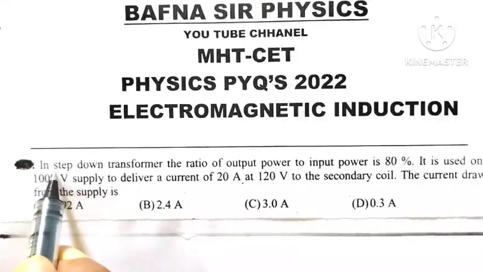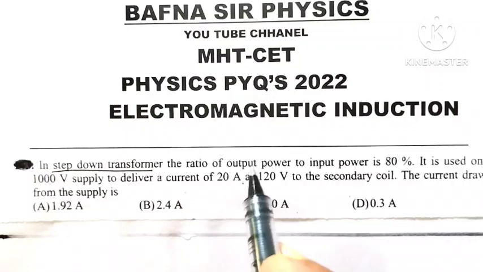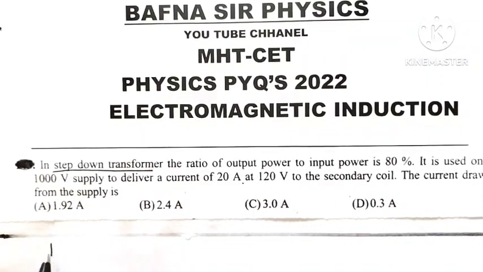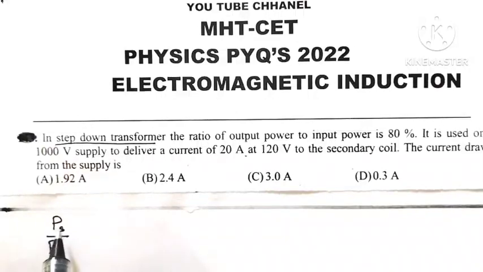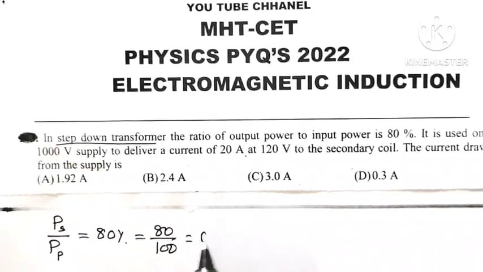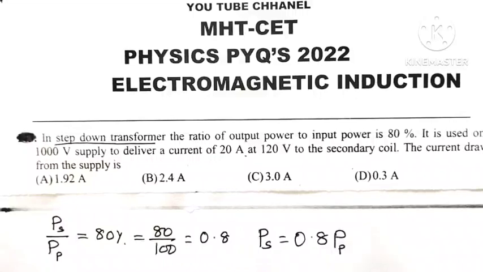In a step down transformer, the ratio of output power to input power is 80%, meaning power in secondary to that of power in primary. The ratio of power in secondary to power in primary is 80%, meaning 80 divided by 100, or 0.8, or you can say power in secondary is 0.8 times power in primary.